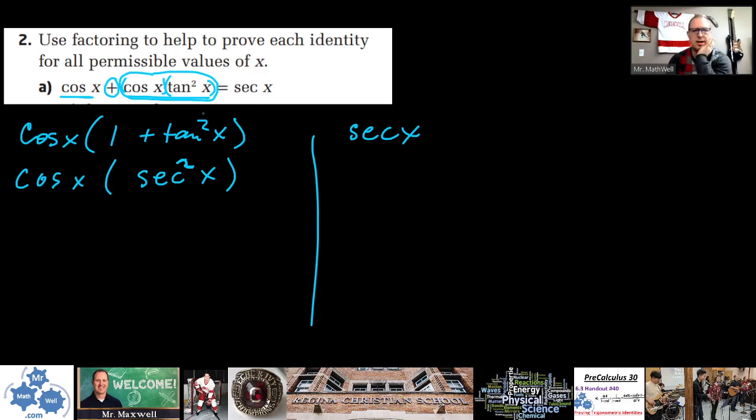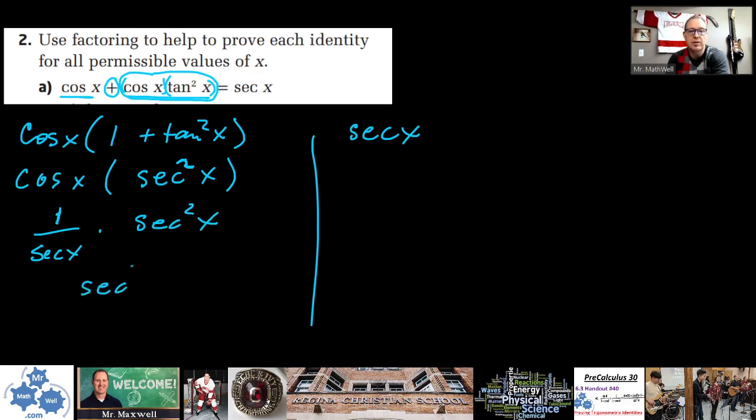You can do two things now. You're going to use your reciprocal identities here. You can either change cos x into 1 over secant x, or you can change secant squared x into 1 over cosine squared of x. Doesn't matter. We want to end up with secant, so I'm going to do 1 over secant. That's equal to cos, and I'm going to multiply that by secant squared x.